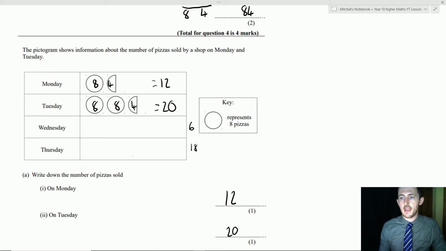So to represent 6 pizzas using the circles, we're going to do 3/4 of a circle. Ooh, that's hideous. Okay. The reason for that is 6 is 3/4 of 8.